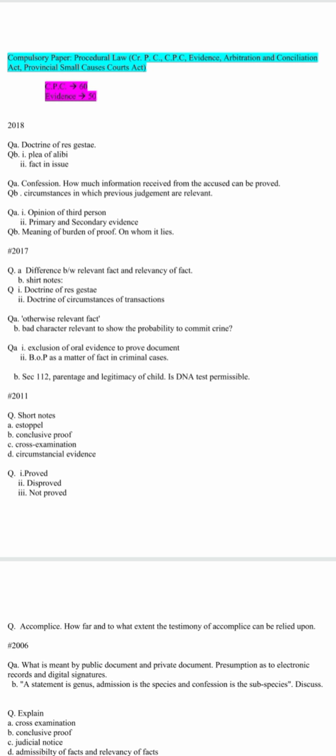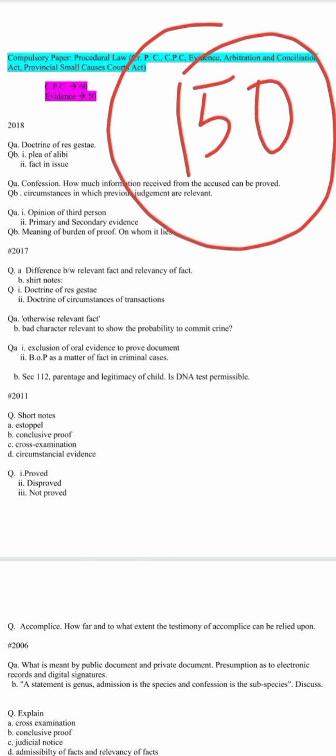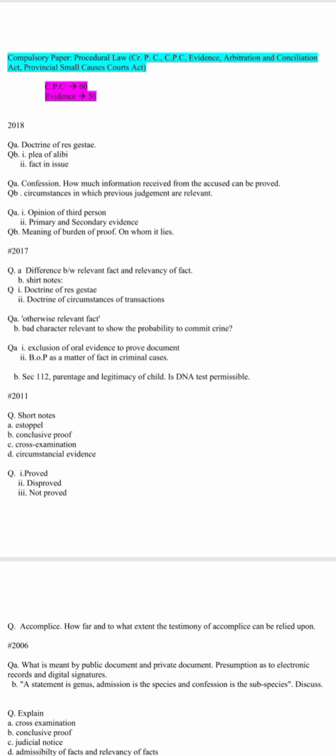They will appear for this compulsory paper. The procedural law contains CRPC, CPC, Evidence, Arbitration, Conciliation Act, Provincial Small Cause Court Act. Now, two important subjects from the procedural law paper are CPC and Evidence. CPC carries a weightage of 60 marks and Evidence has a weightage of 50 marks. And CRPC and Arbitration have the weightage of 20 marks each. So, the maximum marks for this compulsory paper is 150. Okay, 60 CPC, 50 Evidence, 20 CRPC and 20 Arbitration.